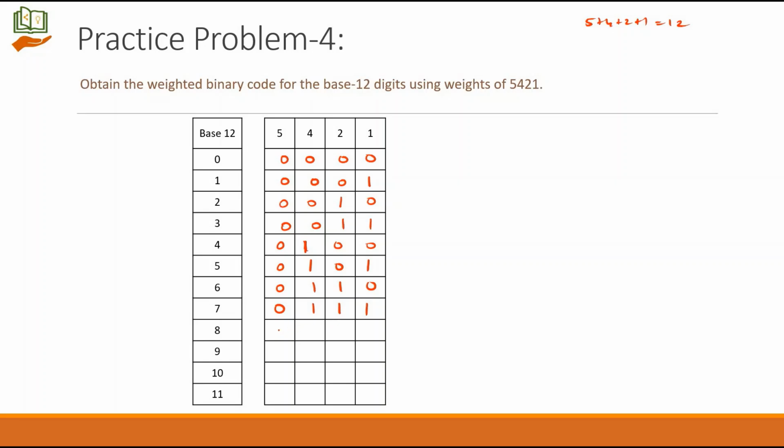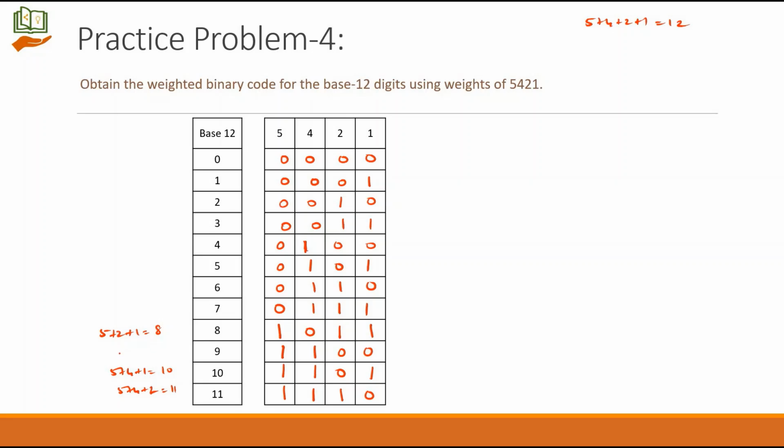8 can be written as 5 plus 2 plus 1, which is equal to 8. What is 9? 5 and 4 will give you 9. What is 10? 5 plus 4 plus 1 will give you 10. What about 11? 5 plus 4 plus 2 will give you 11. 9 plus 2 will give you 11.